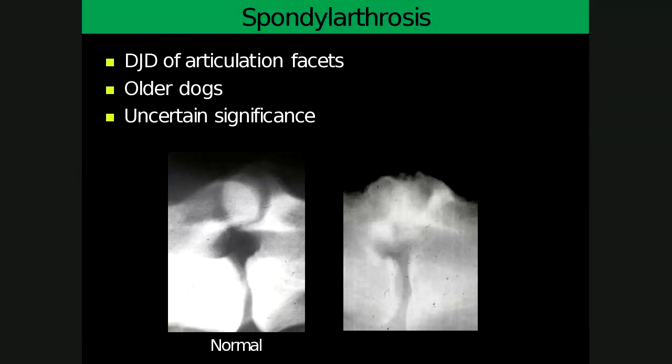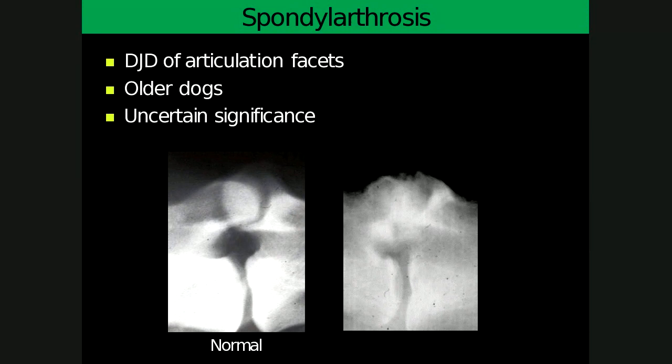Spondylarthrosis is a term that refers to degenerative joint disease of the vertebral articulation facets, or those joints, just as coxarthrosis is a term that refers to DJD of the hip joints. This occurs in older dogs, also in the lumbar area, and it's really uncertain how significant this condition is at the moment.